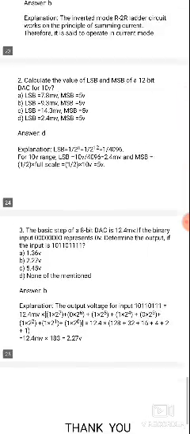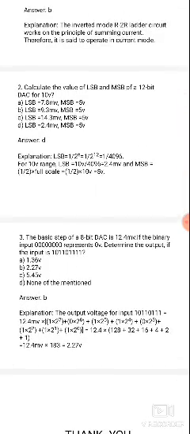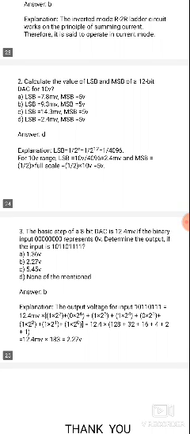Next question: calculate the value of LSB and MSB of a 12-bit DAC for 10 volts. That is, the least significant bit and most significant bit of a 12-bit digital to analog converter for an output of 10 volts. How can we calculate it? LSB is equal to 1 by 2 power n, where n is the number of bits, which is 12.